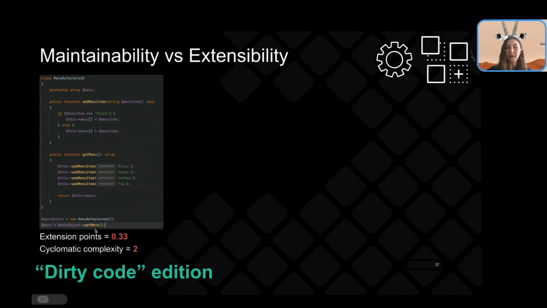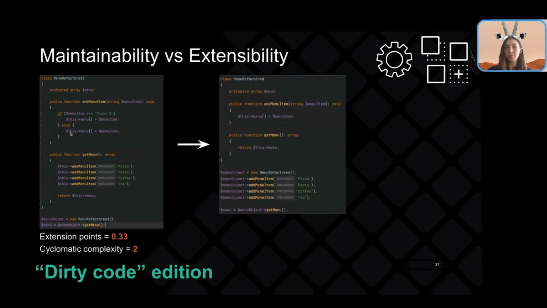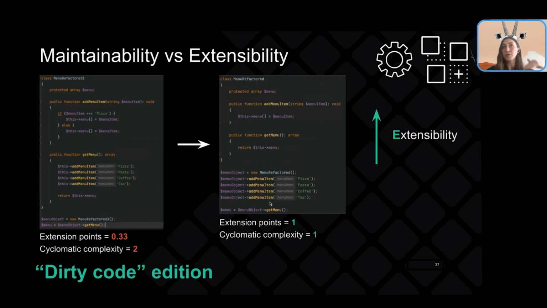So we still have extension point 0.33, but cyclomatic complexity here is already 2. If we just remove the if-else, we will decrease the cyclomatic complexity, and if we move the add menu item out of the main class, then we increase the extension point as well. So for this specific example, we increased extensibility and we increased maintainability as well.